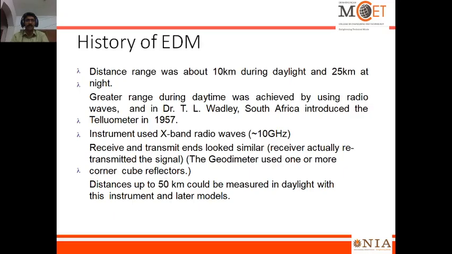Dr. T.L. Wadley of South Africa introduced the tellurometer in 1957. The instrument used X-band radio waves, that is 10 GHz. Receive and transmit ends look similar. The receiver actually retransmitted the signal. The geodimeter used one or more corner cube reflectors, which you will see. Distances up to 50 km could be measured in daylight with this instrument and later models.